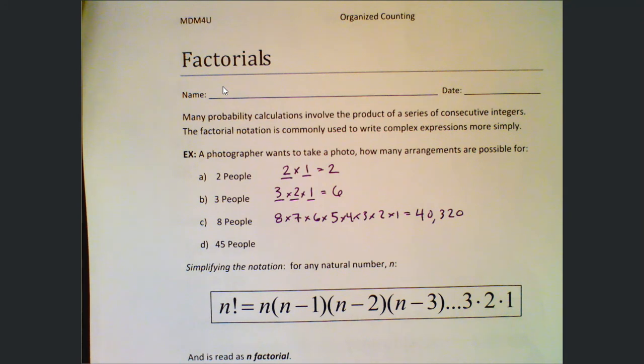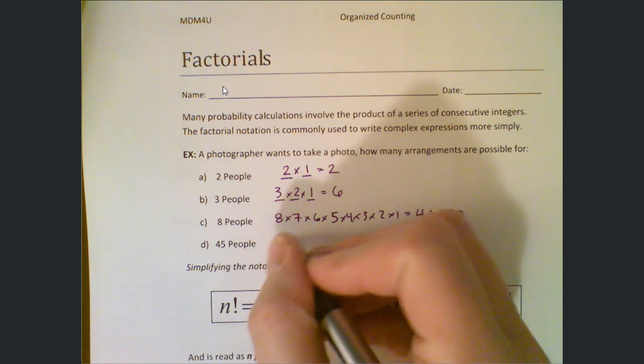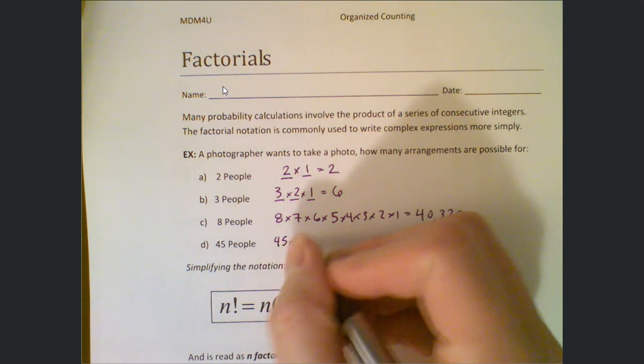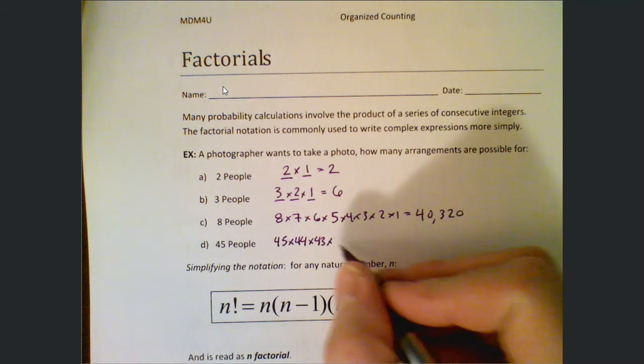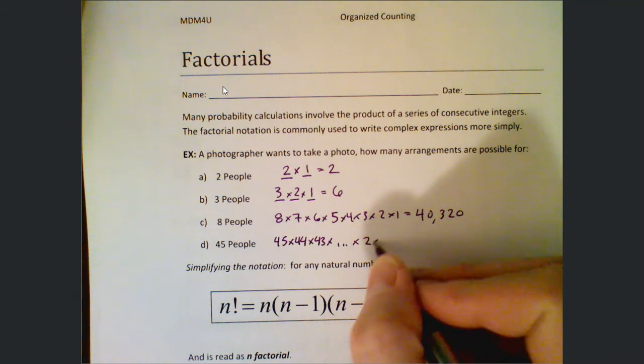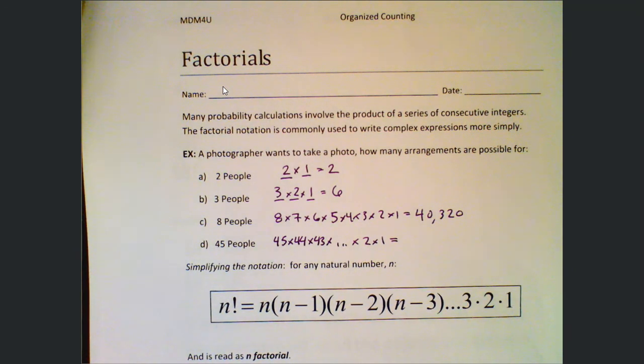45. Oh my gosh. You start to think, how am I going to write this out? I'm going to go 45 times 44 times 43 times, oh my gosh, times 2 times 1. This is a huge number. If 45 people got together and said, let's line up in a row, take a picture, there are 45 factorial ways of doing this.